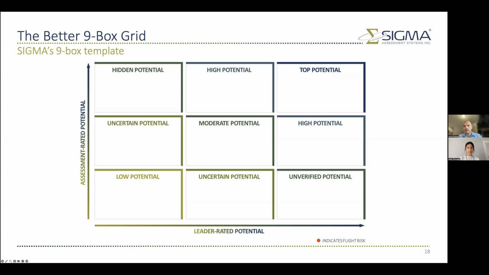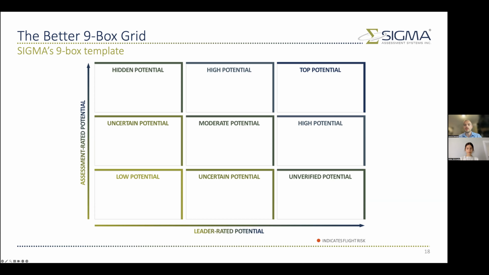So instead of performance by potential on our axes here, the revised matrix plots leader-rated potential against assessment-rated potential. Assessment-rated potential is the result of scores on a psychometric leadership assessment, whereas leader-rated potential is how the leader views the qualities of the employee. So the grid here ranges from low potential to top potential, and there are quite a few nuanced distinctions in between that are not exactly made in the traditional 9-box.